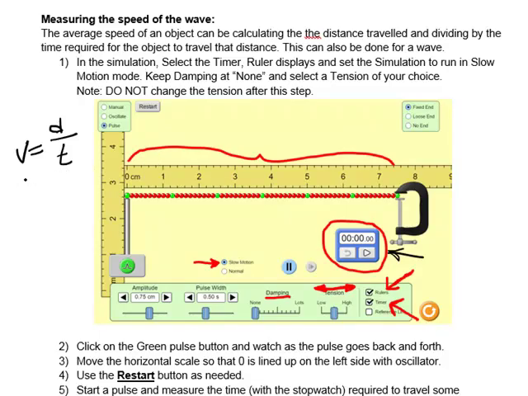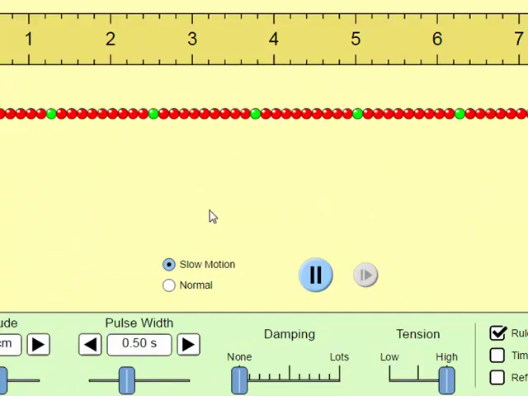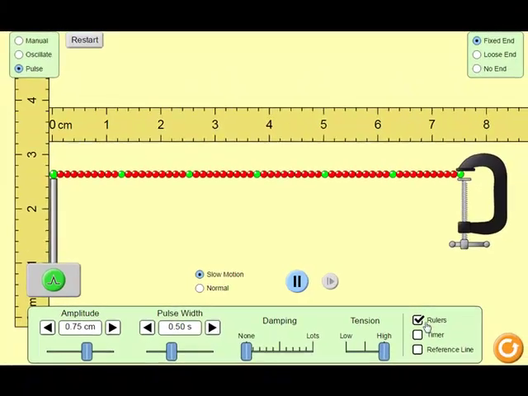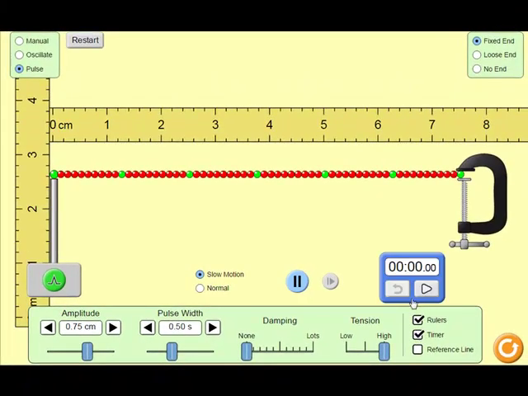Hey, so to figure out velocity, I need a couple of things. I need distance and time. In the simulation, there's the opportunity to put in a ruler for our distance, and there's a timer here. Here we are in the simulation. I've turned on the ruler here. Here's the timer, so I have two different ways of measuring my distance and time.